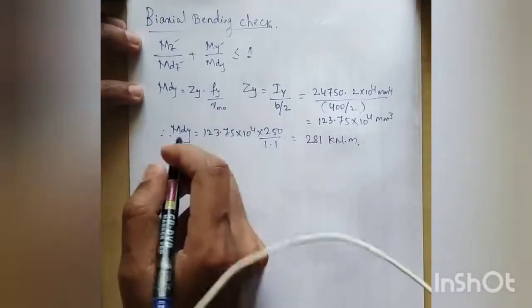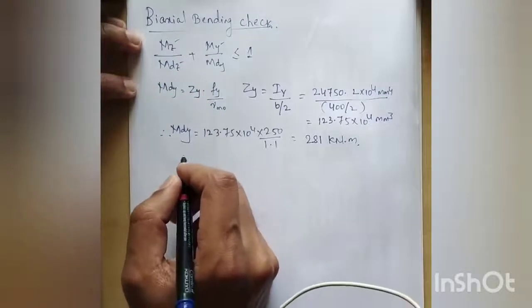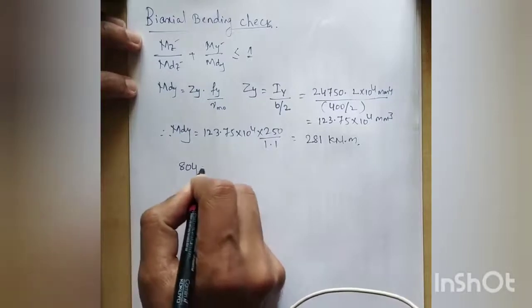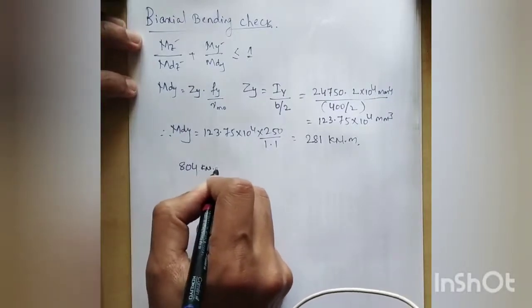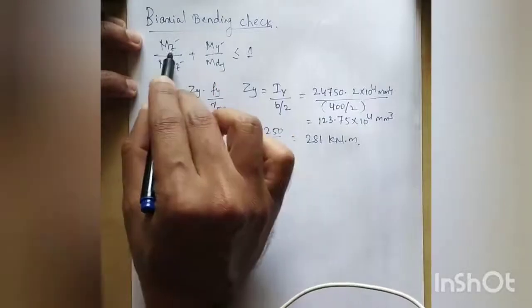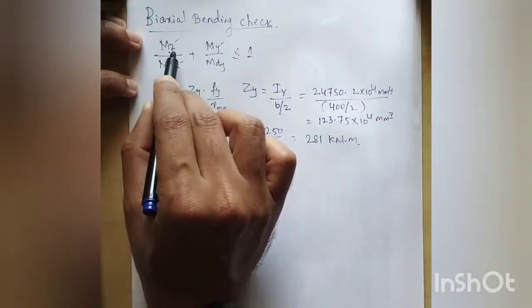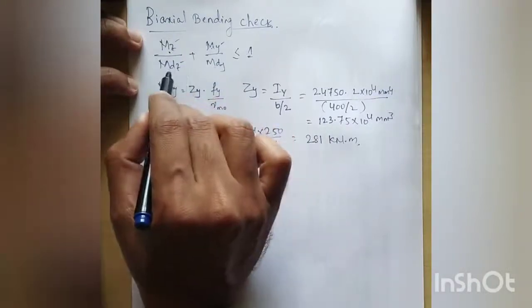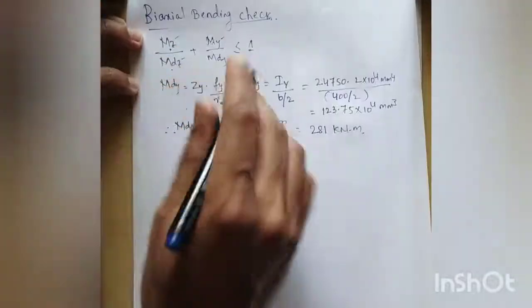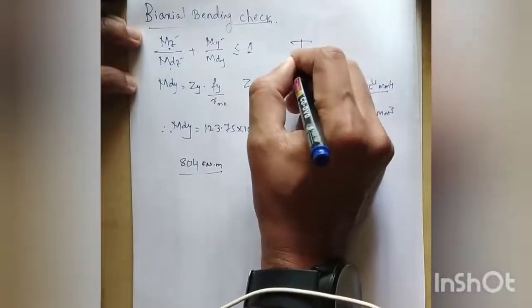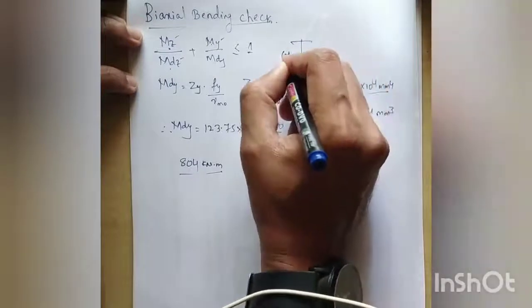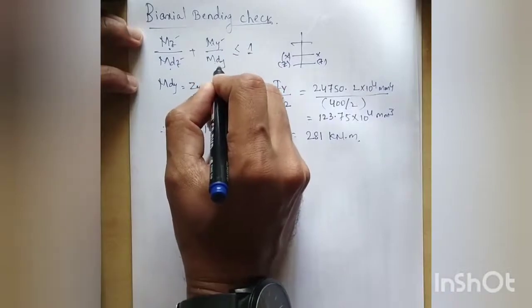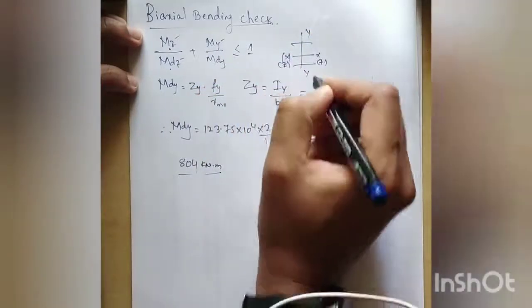Okay, so now once we have Mdy, we are going back and substituting this value. Mz we have checked, which is 804 kilonewton meter. We have done this calculation. These are the actual bending moments, the actual vertical bending moment and this is the horizontal bending moment, and these are the bending capacities about the z-axis, or you can also call it the x-axis, and this is the bending resistance about the y-axis, that is the vertical axis.